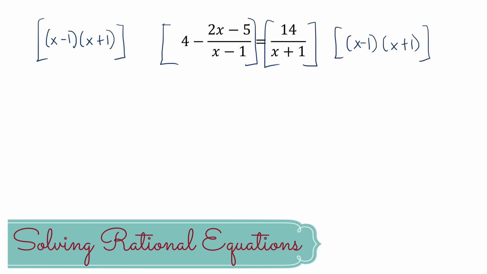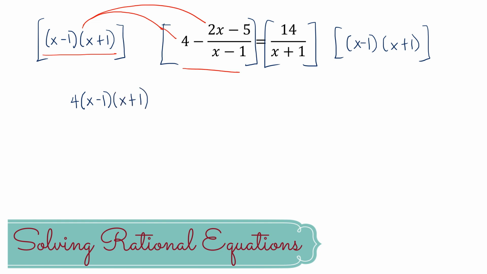And that's it. Next, we have to distribute this LCD to each of these terms. We have two terms here. We have 4 and then negative (2x minus 5) all over x minus 1. Okay? So to 4 first, distribute the LCD to 4. So we have 4 times x minus 1 times x plus 1.